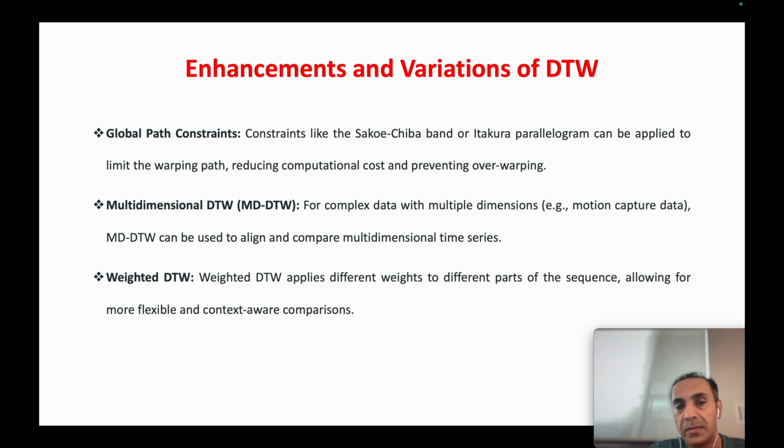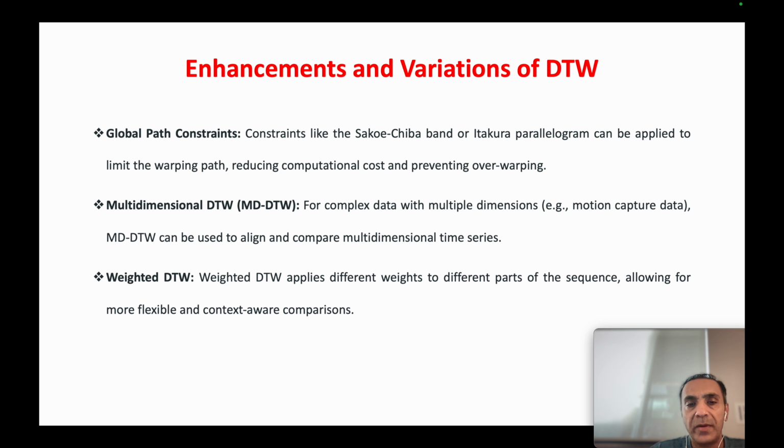Multi-dimensional dynamic time warping, or MDDTW, is used for complex data with multiple dimensions. For example, in motion capture data, MDDTW can be used to align and compare multi-dimensional time series. Basically, where you have multiple variables in each sequence and you want to compare those variables with other sequences which can also have multiple variables, then you can use the MDDTW method.